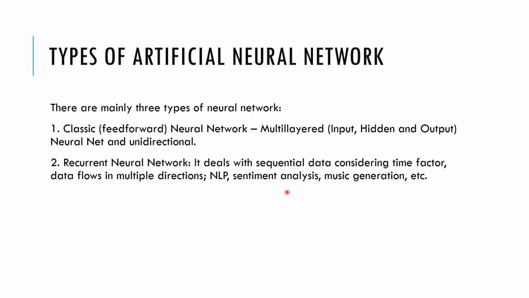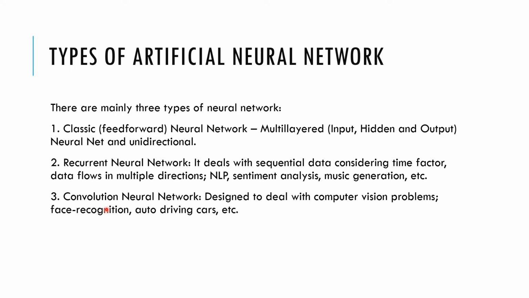Then the third one is the convolutional neural network. Basically, it is designed to deal with computer vision problems like image processing, face recognition, and self-driving cars, because they keep capturing images in different frames. Although it looks like video, the video is broken into different frames, and then it works on these with the convolutional neural network.